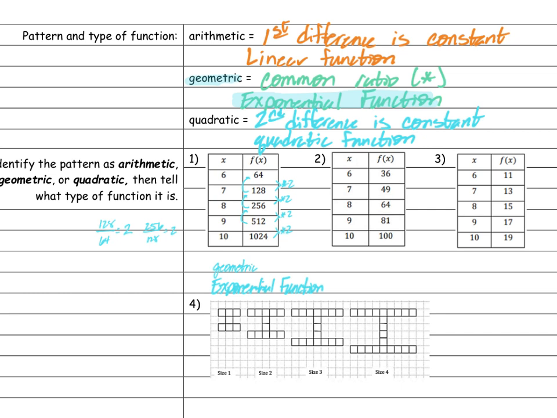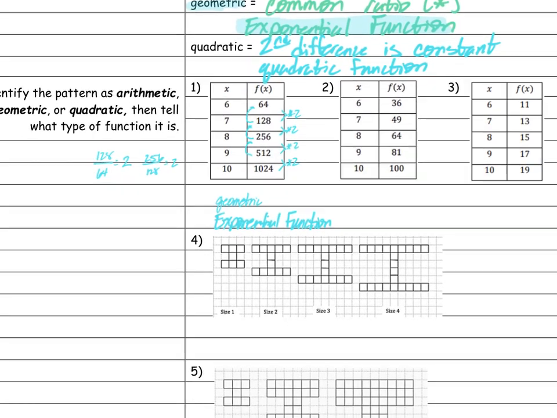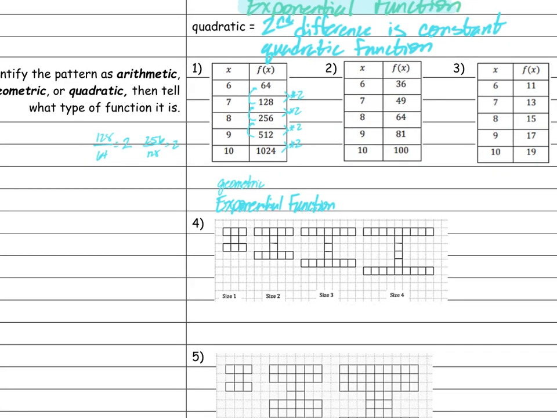Okay, so guess what? We're going to do the same thing with number 2. I'm going to leave this so we can write over here in this outside thing. Am I adding the same number every time for number 2? I always want to start with that. Am I adding or subtracting the same number? To get from 36 to 49, 49 to 64, 64 to 81, 81 to 100. Well, I know that 36 to 49 should be 13. Is that right? 13? Yeah. And 81 to 100 is 19. So I'm not adding the same thing every time.